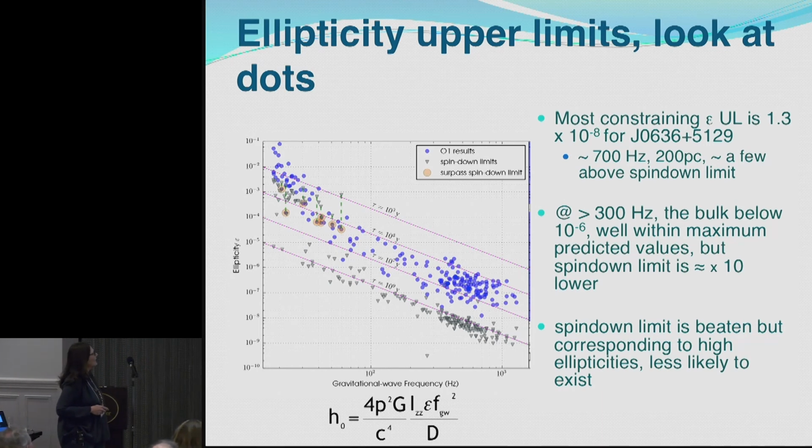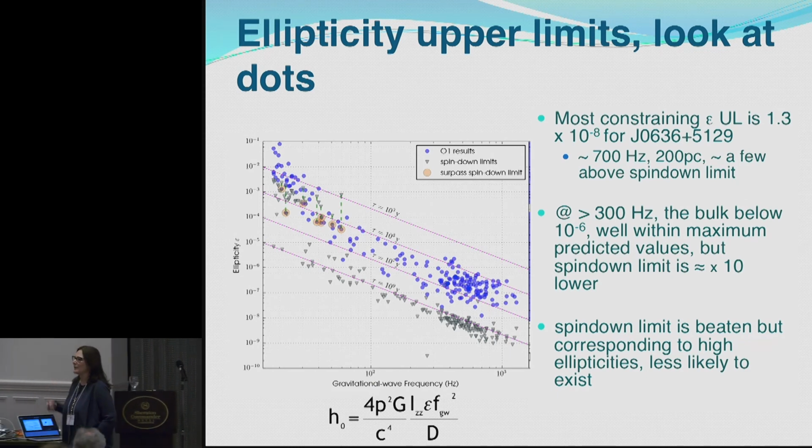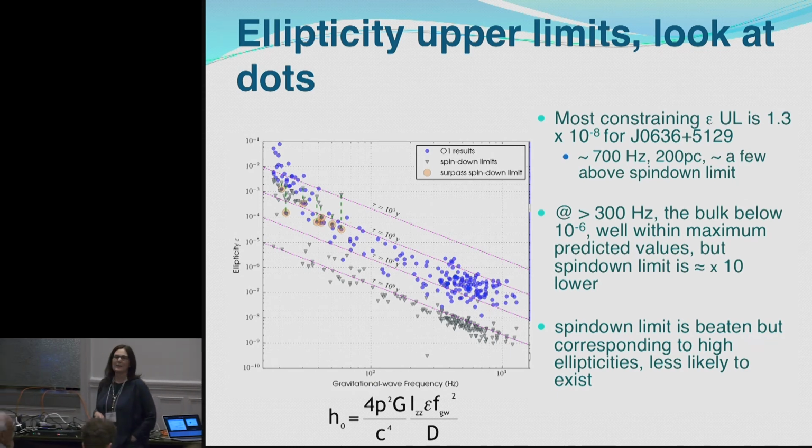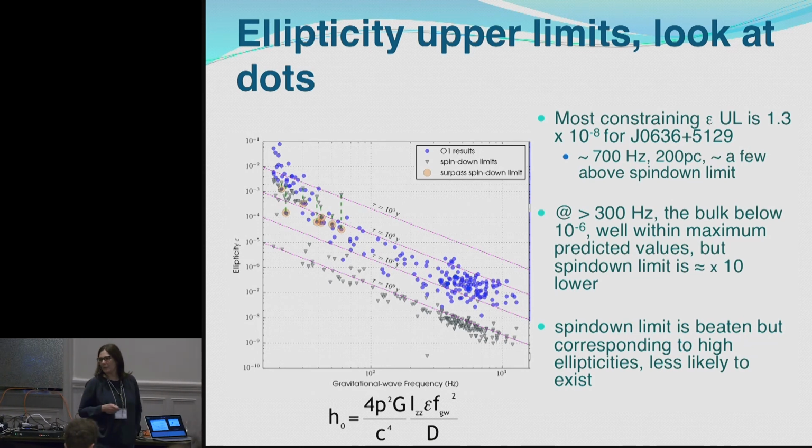On the other hand, there are interesting upper limits on the ellipticities in the 10 to the minus 8 region, typically for objects at higher frequencies. This is obvious looking at this formula. And nearby objects, but for these, the spin-down limit is even an order of magnitude lower. So that's the story for the known objects.